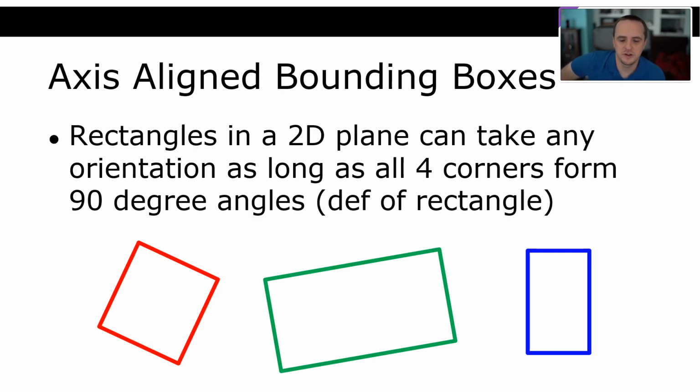So axis-aligned bounding boxes, or AABB, what are those? Well, rectangles in a 2D plane, if we're talking about arbitrary geometry, can take any orientation, right? The only thing that defines a rectangle is whether or not there's a right angle at all four corners. A rectangle is defined as a four-sided shape whose internal angles are all 90 degrees. But they could have some arbitrary angle, like right here from the axis, right? This theta could be whatever it wants.